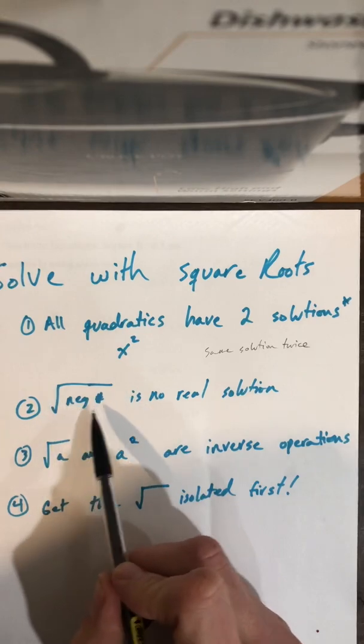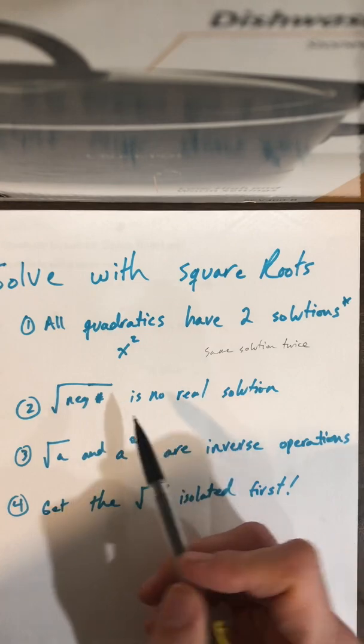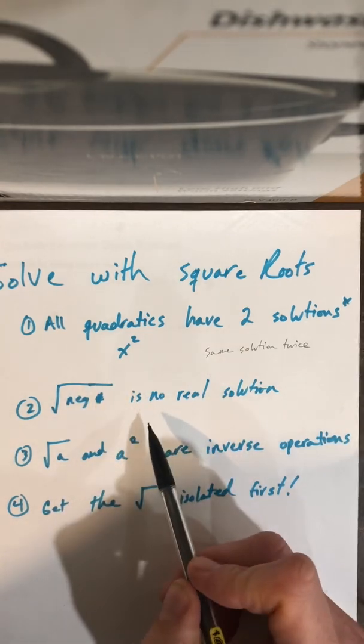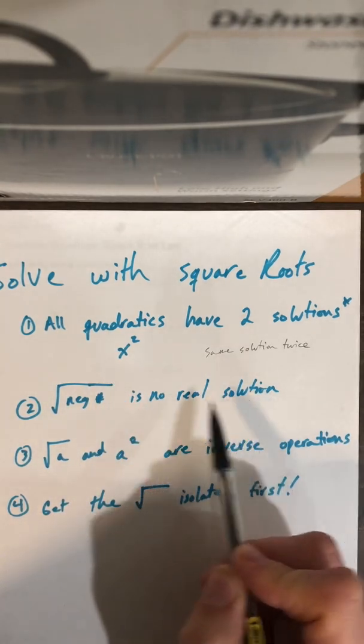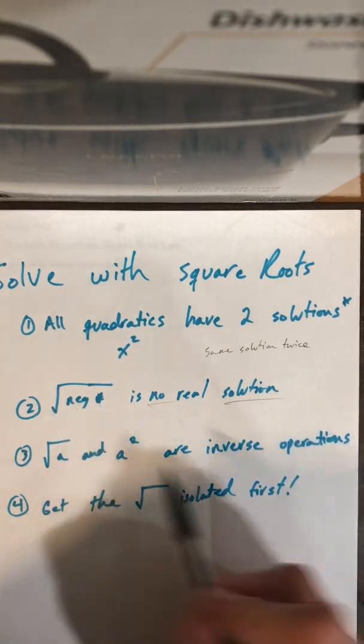Except if you have a negative number underneath the square root. So if you have the square root of -1 or the square root of -16, there is no real solution there. So you just write no solution, okay? So no solution for negative numbers.